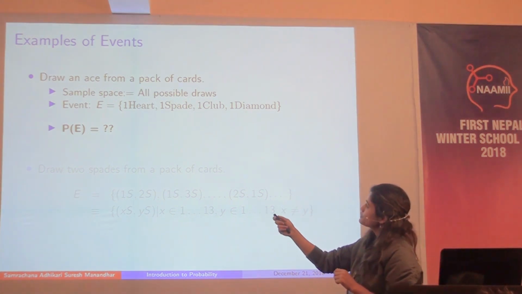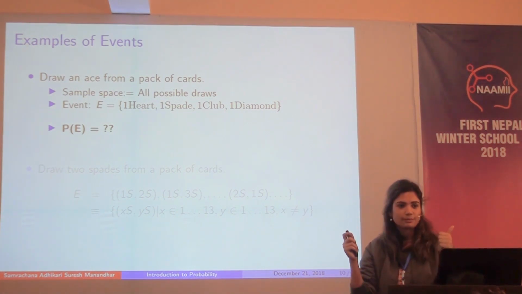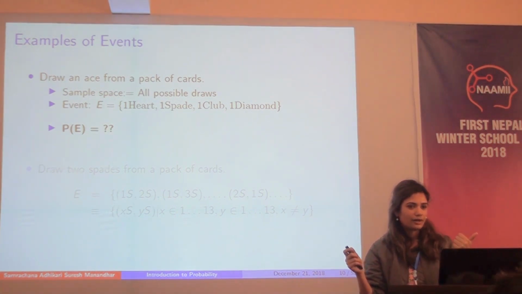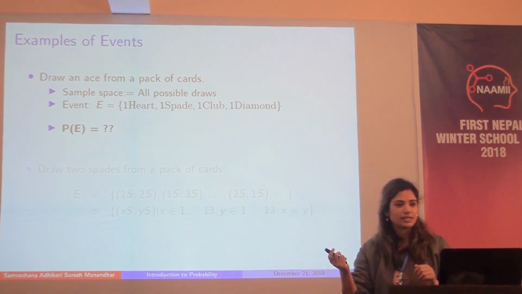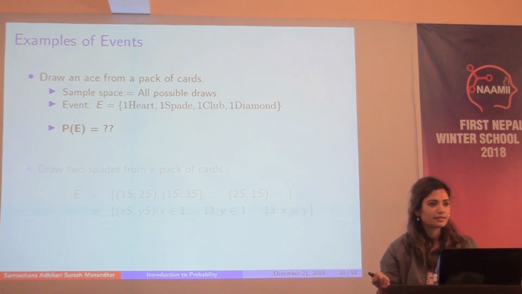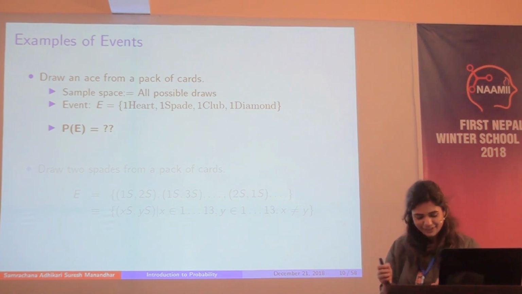And the event I'm interested in is ace. So how many such events are there? 4. So how will I compute P of E, the probability of getting an ace? Right, very good.